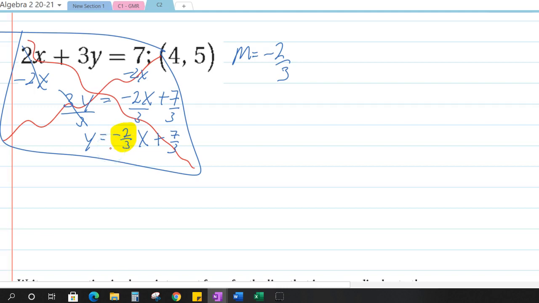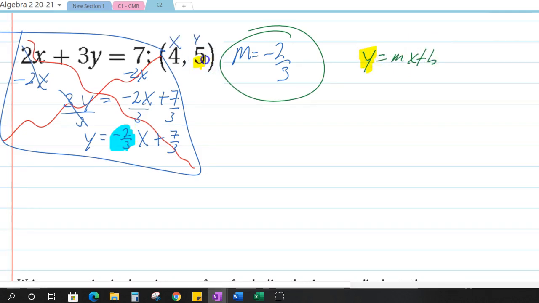I need to figure out my new equation. The slopes on parallel lines are the same, so my new slope is still negative 2/3. I need to find the y-intercept. So y is equal to mx plus b. I know that my y value is 5. I know that my slope, my m, is negative 2/3. And I know that my x value is 4. Plug those in to find b. 5 equals negative 2/3 times 4 plus b.